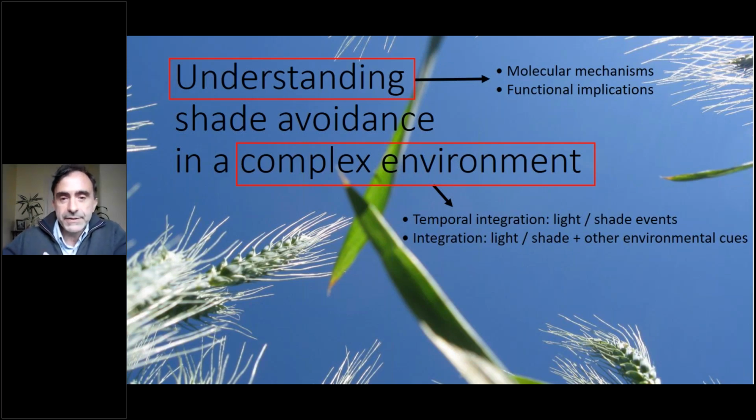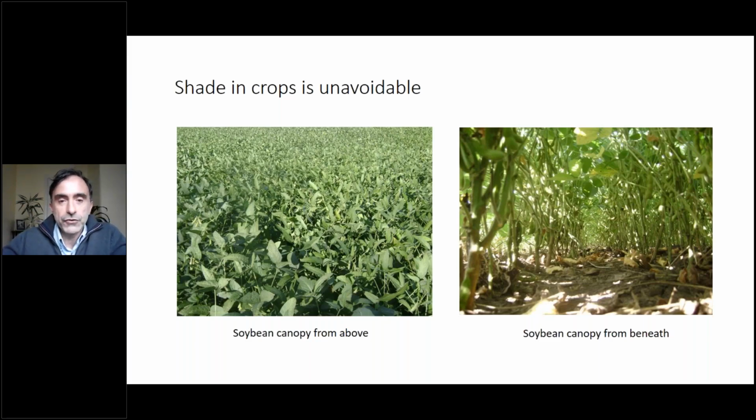As you can see in these pictures of soybean crops, shading crops is unavoidable. And that is so because in order to make the most of the resources of the environment, we have to grow the plants at a high density. So there is going to be some degree of shade avoidance in any crop. Is that good? Is that bad?